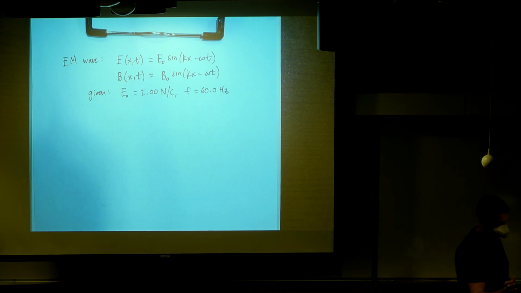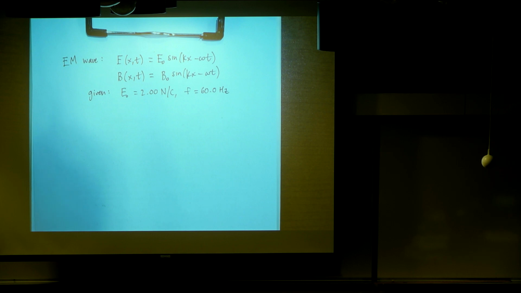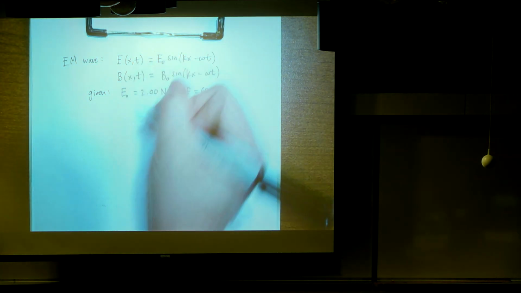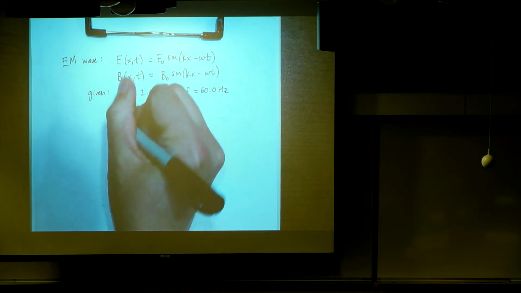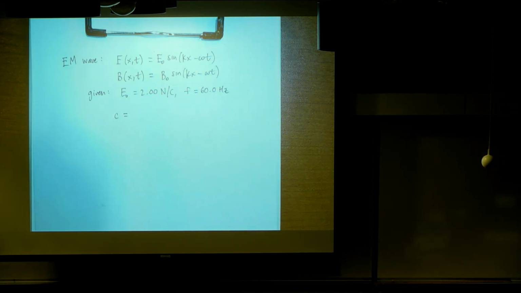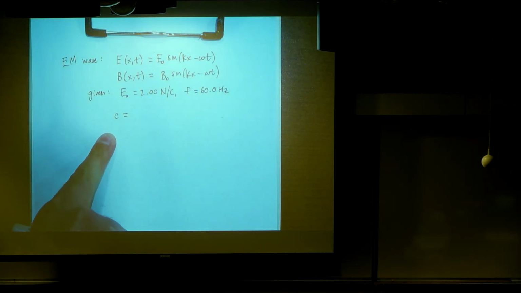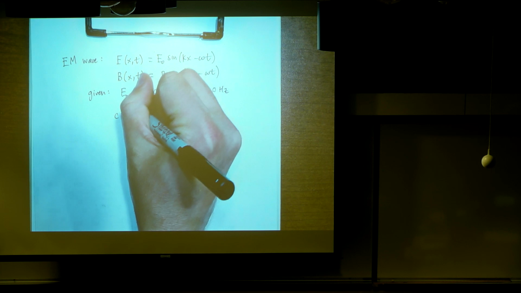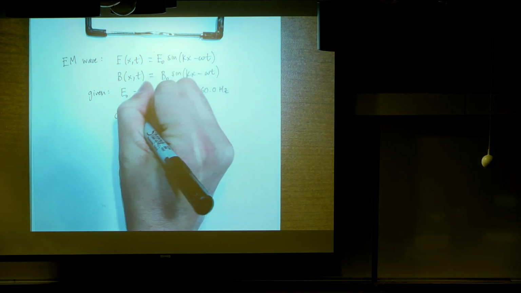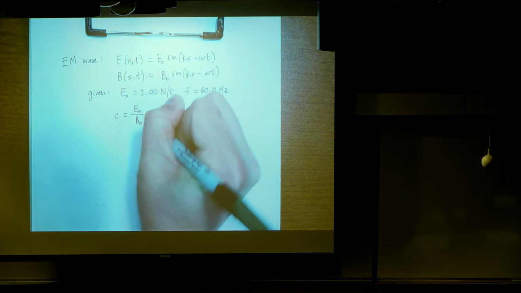Do you guys remember what it is? It's one of the last things we did on Monday. c equals E naught over B naught? Yeah, so c, what does c represent here? That's the speed of light. For an electromagnetic wave, that's equal to E naught over B naught.